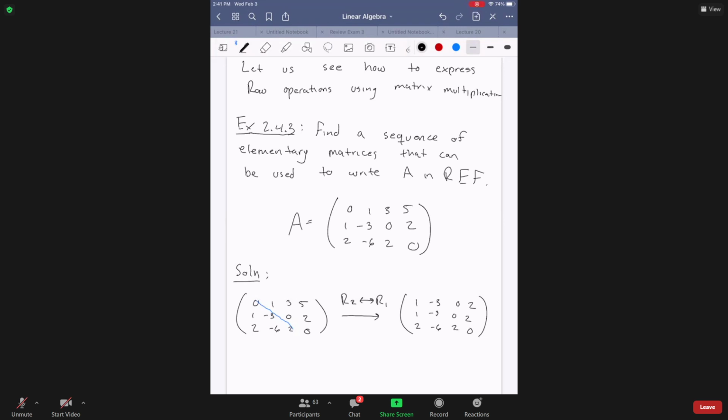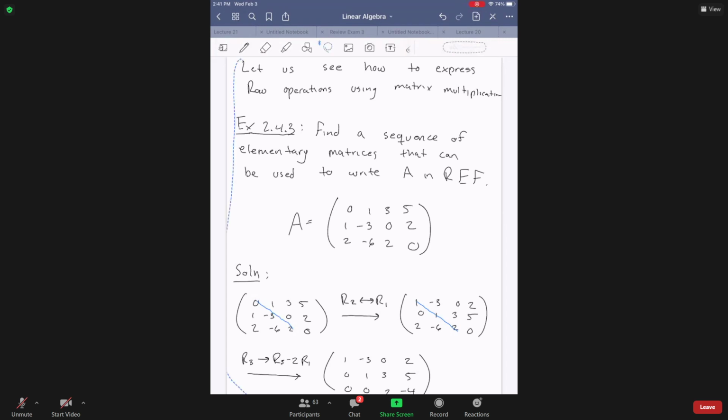Oh, wait. I just copied something down straight from there. So 0, 1, 3, 5. All right, so that 1 is still 1. The next thing I'm going to do is R3 minus 2R1. And that will give me 1, minus 3, 0, 2, 0, 1, 3, 5, 0, 0, 2, negative 4.